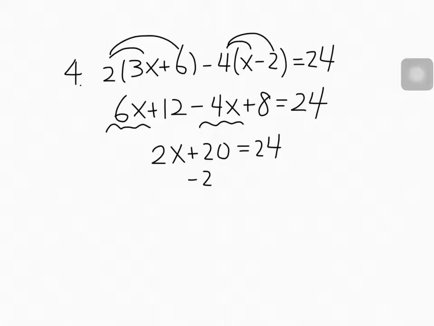Subtract 20 from both sides. 2x equals positive 4. Divide both sides by 2. So my x equals positive 2.